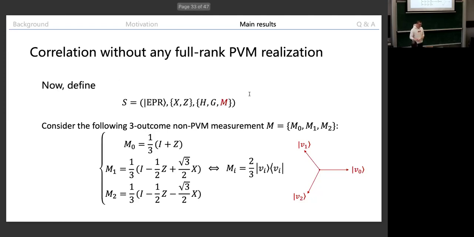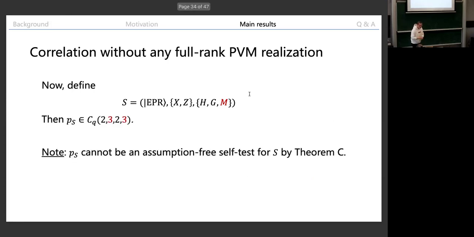Now what we are going to do is plug this additional non-projective measurement into Bob's side, which means we ask Bob a third question, on which he can give three possible different answers. Then in this case, this P of S lives in the set CQ232, which is the quantum set of correlations where we have two questions for Alice and three questions for Bob, and two answers for Alice and three answers for Bob.